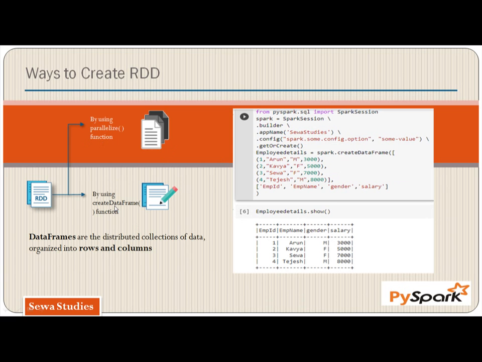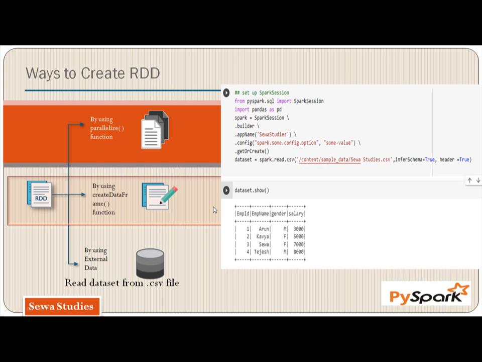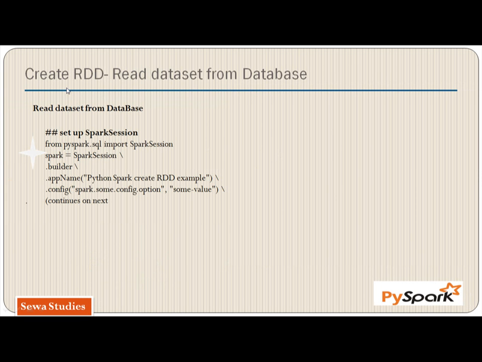And next is using create DataFrame. DataFrames are a distributed collection of data, such as a table, organized in row and column format to show the data. And another is reading data from a CSV file. The CSV file is stored in another, different location. I will show everything in the demo, that's no issue.